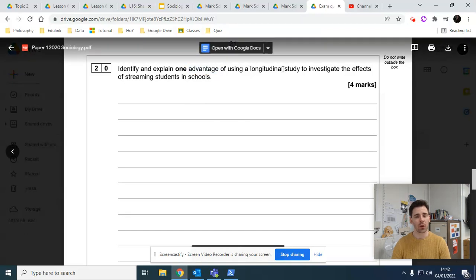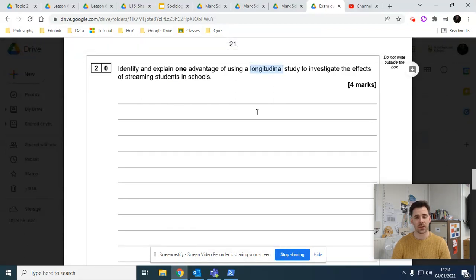You also need to know what a longitudinal study is. So that word is crucial. It's the linchpin of the question. And you need to know what streaming is. So a longitudinal study is a study that occurs over a long period of time. Sometimes it's also known as a cohort study because you're looking at a particular group of students again and again over time. So you'll see them grow, you'll see them age.